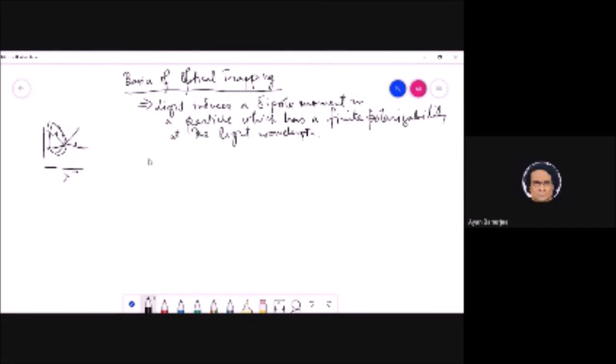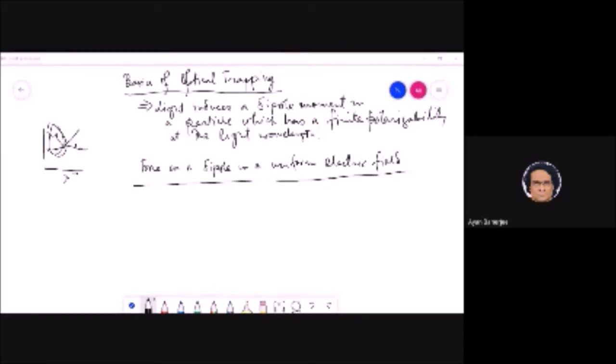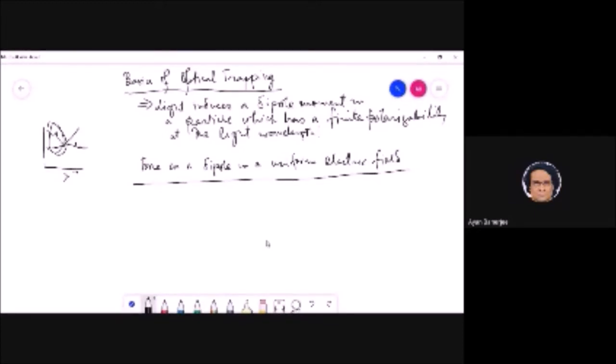So the first one that we shall study is force on a dipole in a uniform electric field. Intuitively, what do you think this will be? I'll put there's a figure. By the way, I'll tell you the reference for this. Let me put the figure.